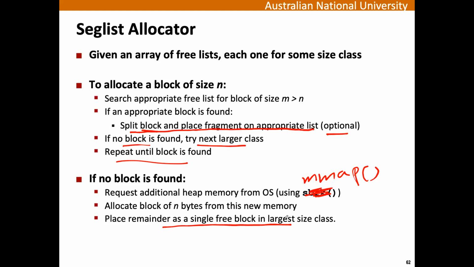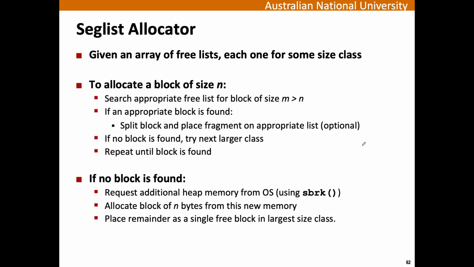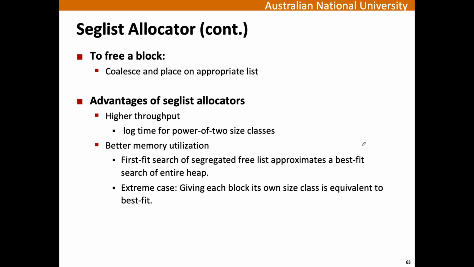So when you get memory from the operating system, initially you place the memory in the largest size class. Because when you do mmap, you typically grab a big chunk of memory, 4 megabytes in your assignment. And then you create smaller chunks to keep placing in the appropriate free list. So to free a block, we coalesce and we place it on the appropriate list. High throughput, log time, not linear, for power of 2 size classes.